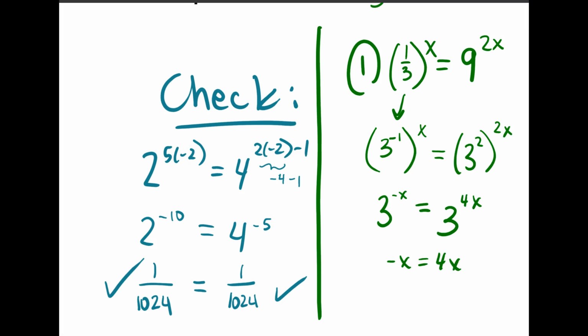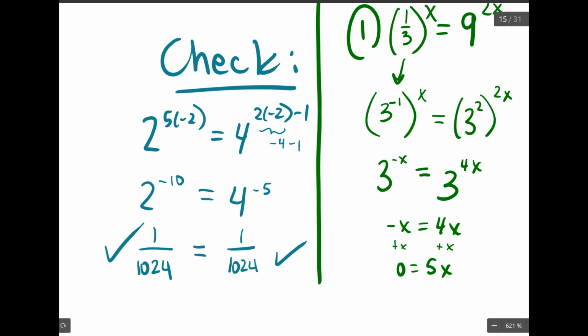You add in that. I can just add x on both sides. 0 equals 5x. How do I get x by itself? You divide by 5. So then 0 equals x.